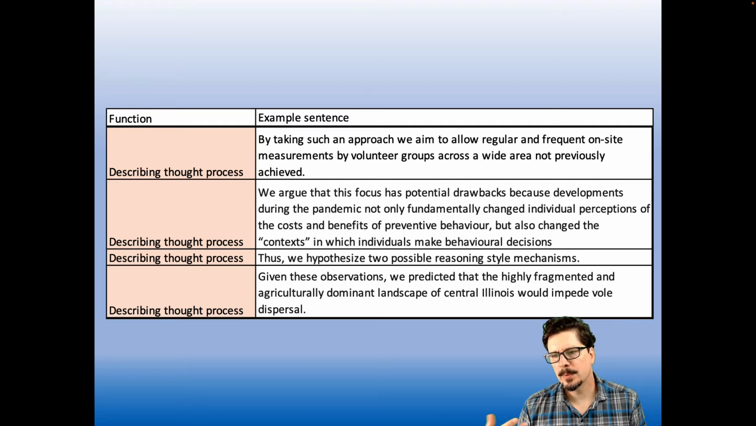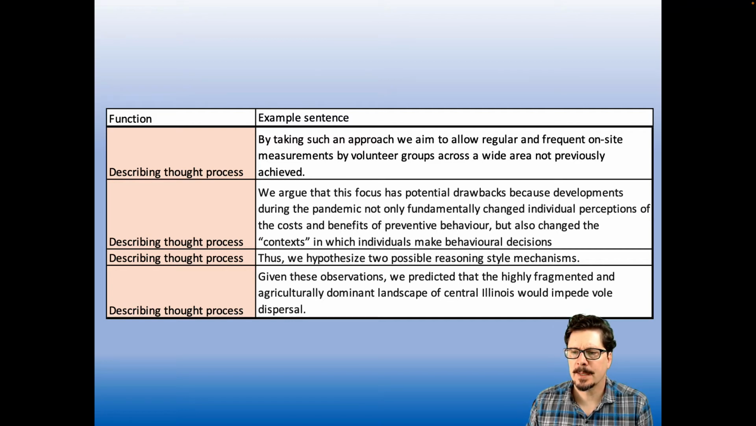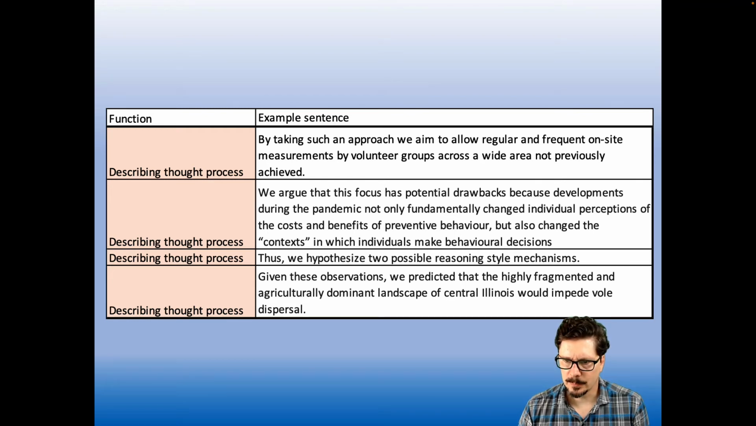The next example: "We argue that this focus has potential drawbacks because developments during the pandemic," etc., etc. Well, that one's on the fence for me. I think you could leave that "we," but you could write the sentence without it. I think it's okay because this is probably coming in the discussion section or the conclusions, and it seems like that kind of a sentence. I would probably leave this "we" in place.